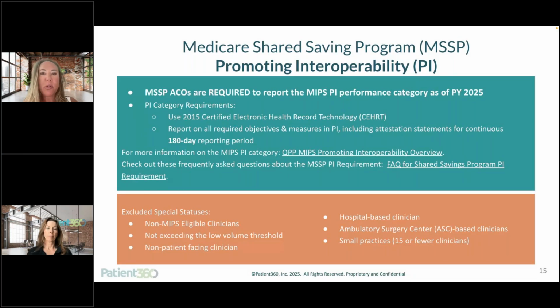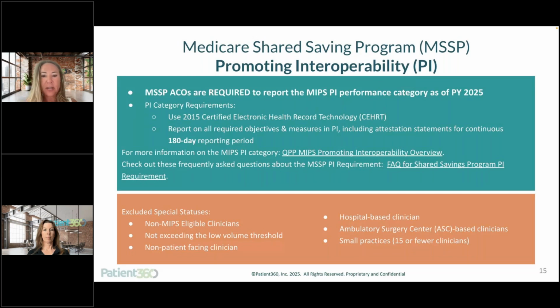In order to report the PI category, I think everyone knows this, but I'll just give a quick shout to it. You have to use 2015 certified EHR technology. You have to report on all the objectives and the measures required under PI, including the attestation statements as required by CMS for the continuous 180-day reporting period. You can be excluded from reporting on the MIPS PI category if you meet any of the exclusions listed at the bottom of the slide, right? So there's the special statuses.